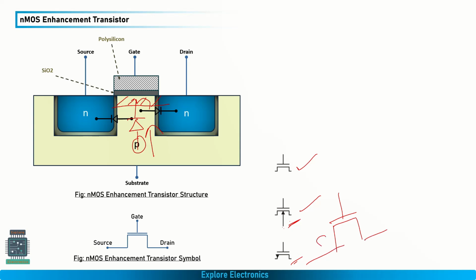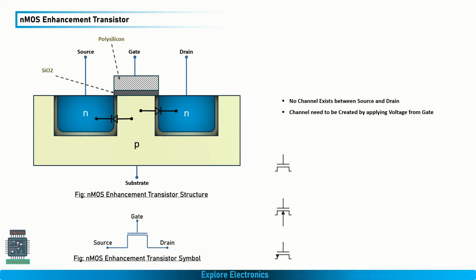So here this end is source, this end is drain, and this is gate. And there is an arrow mark indicating at the source. This arrow indicates there is a current flow from drain to source in this direction. This is about the symbol of nMOS enhancement mode transistor. The thing we need to remember here is, once we say enhancement mode transistor, there is no channel existing between source and drain at the starting. Channel needs to be created by applying the voltage from the gate. That is about enhancement mode transistor, physical structure, and how actually the channel will be created.